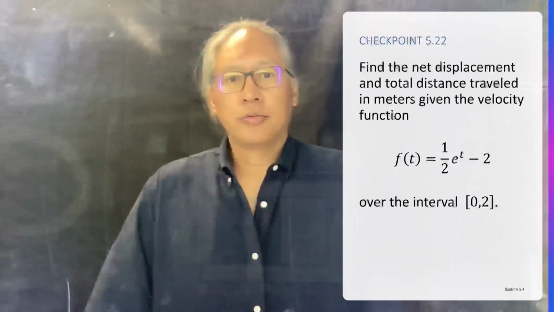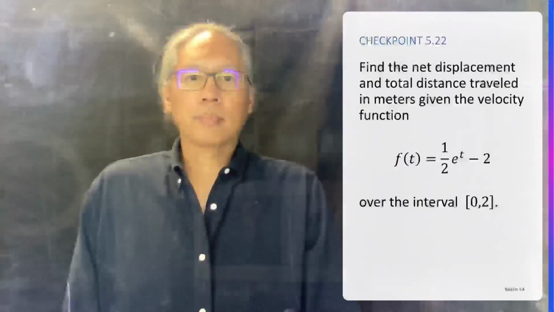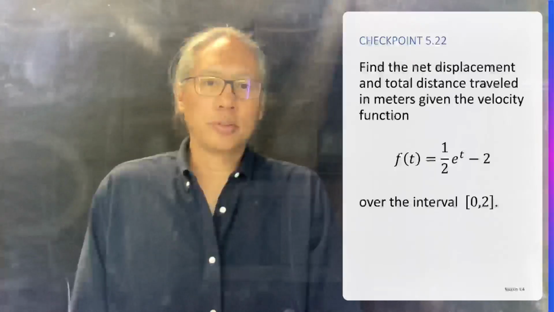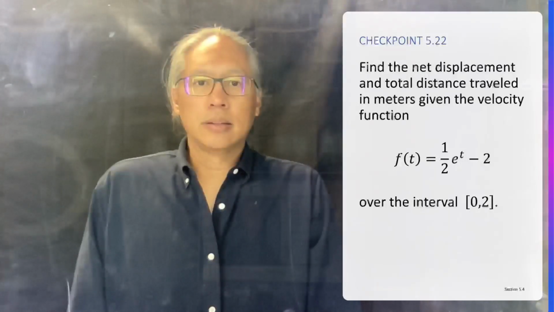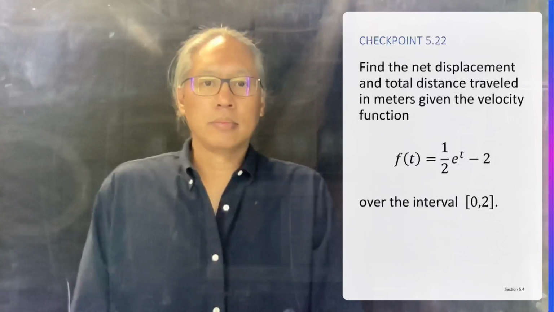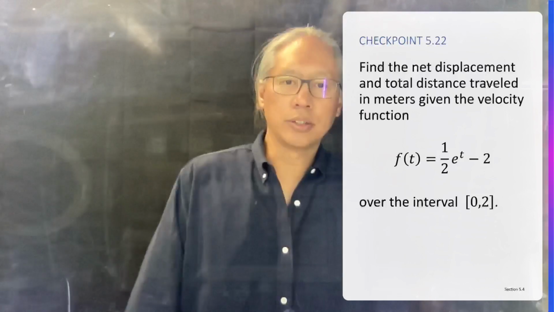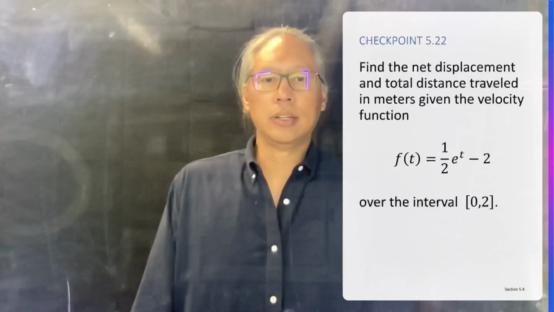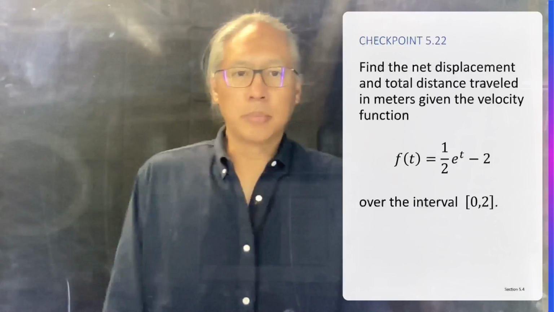Hello, we're doing checkpoint 5.22 from section 5.4. It says to find the net displacement and the total distance traveled in meters given the velocity function f of t is equal to 1/2 e to the t minus 2.